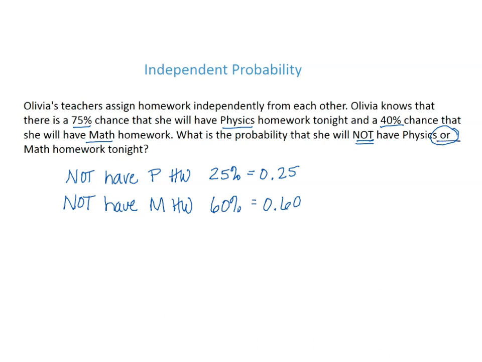So what's the probability that she will not have physics or math homework tonight? Remember, when you see the word or, that means add. We're going to add these two together, and we get 0.85. So there is an 85% chance that she won't have physics or math homework tonight.